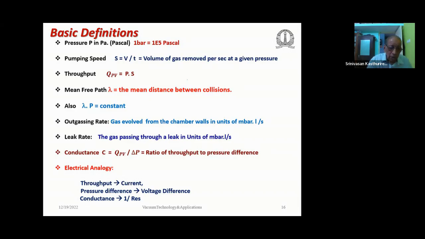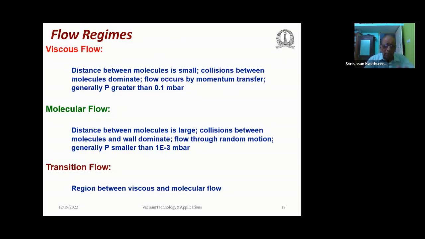If you use this analogy, the electrical resistance and the resistance to the flow of gases are very similar. Similarly, 1 by electrical resistance is equivalent to the conductance in the gas flow system, right? If you want to know more about this, you have to go through vacuum textbooks, and you will get more information regarding the conductance and so on.